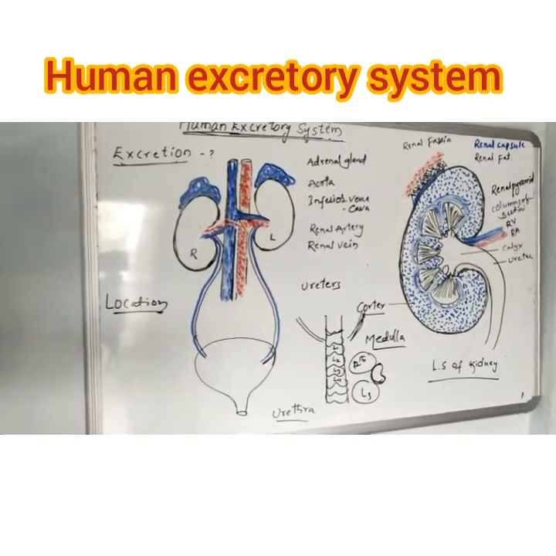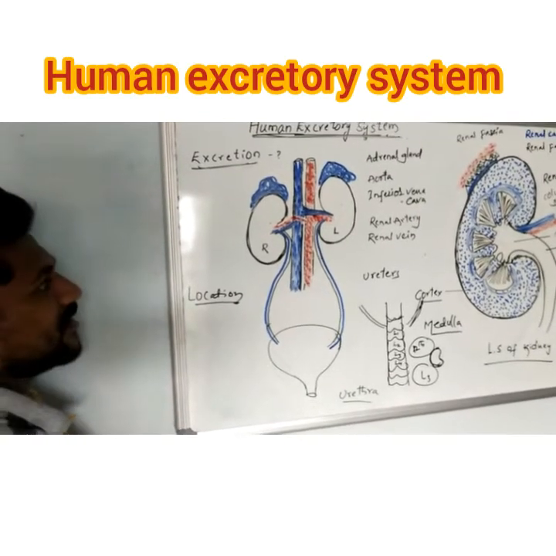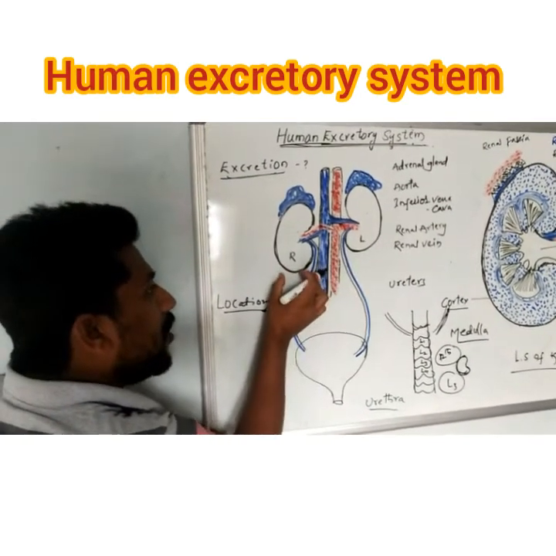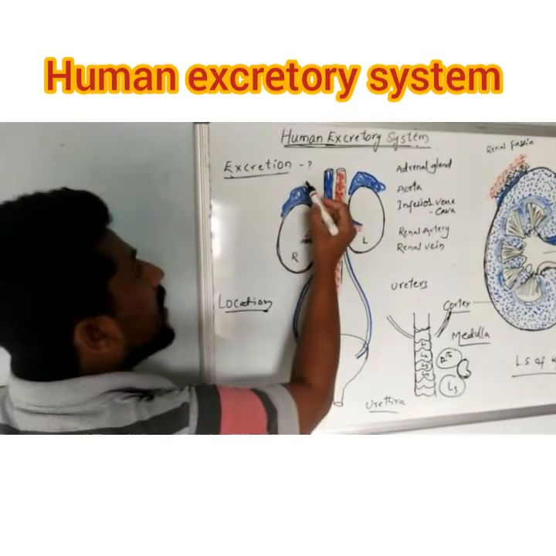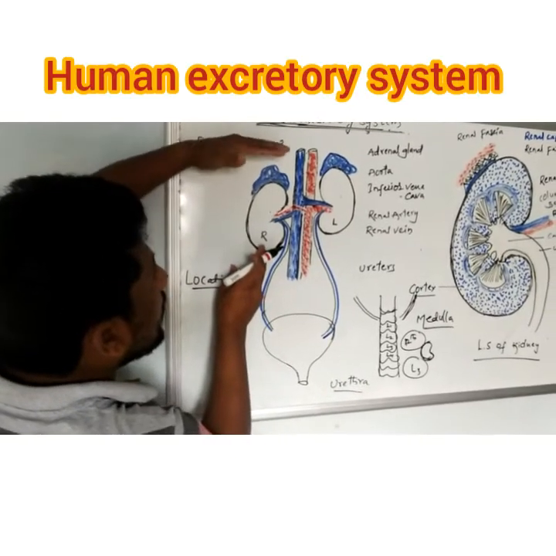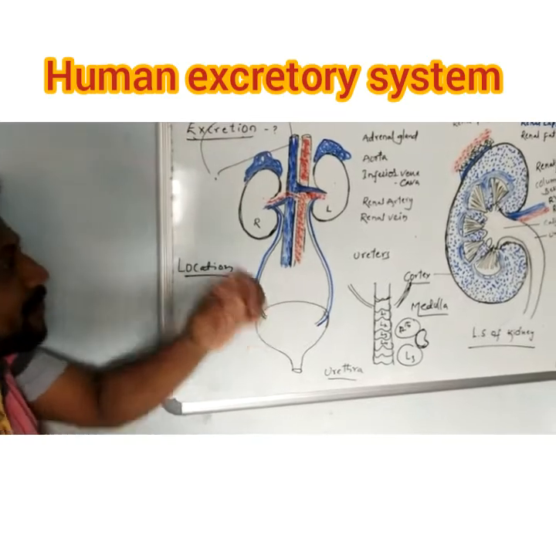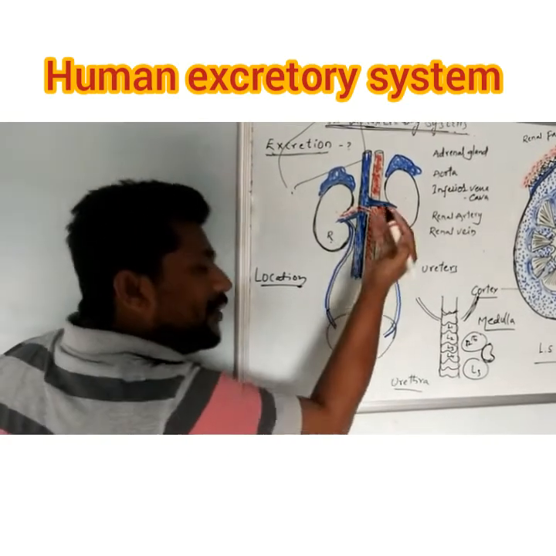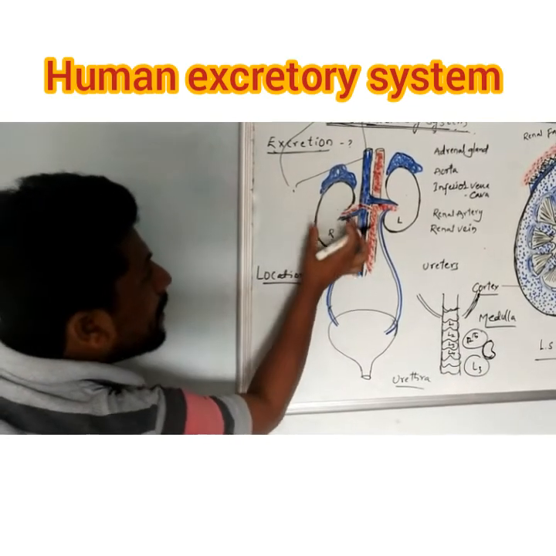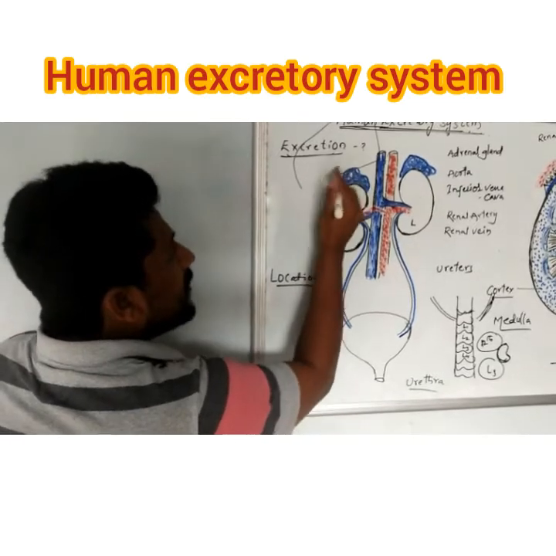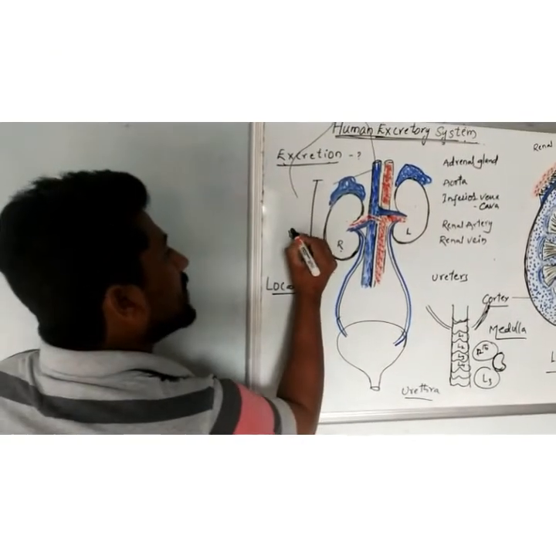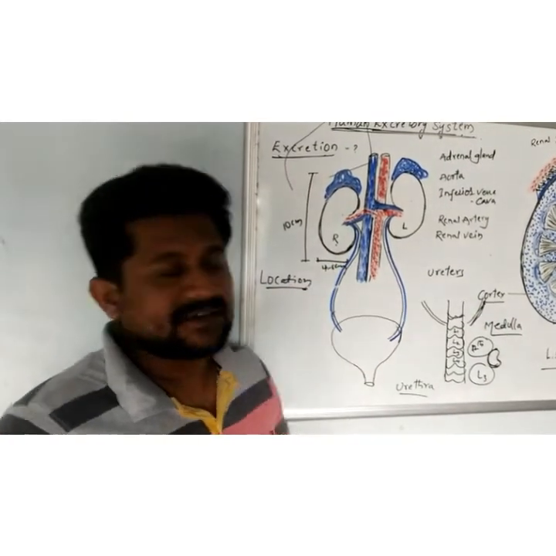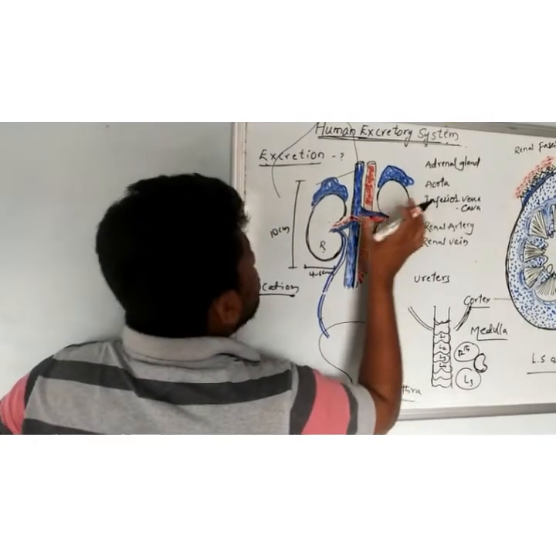If we observe each kidney, in this diagram the right kidney is slightly lower than the left kidney, because just above the right kidney there is the liver. The presence of the liver pushes it slightly down, which is why the right kidney is slightly lower than the left. A kidney measures nearly 10 to 12 centimeters in length, 4 to 5 centimeters in width, and nearly 2 to 3 centimeters in thickness. These are the details of the kidneys.